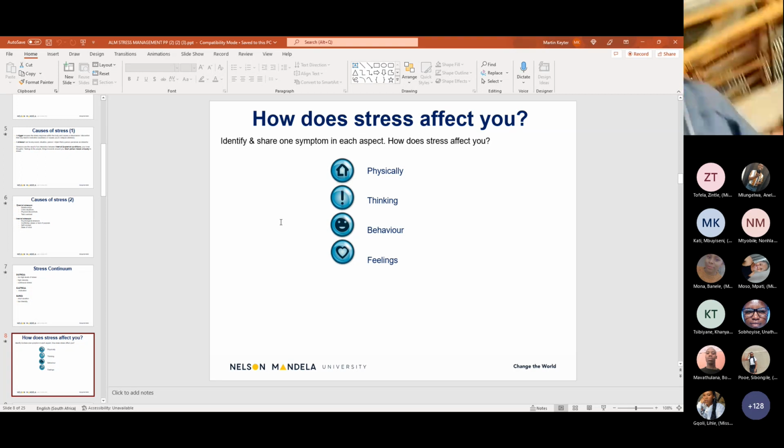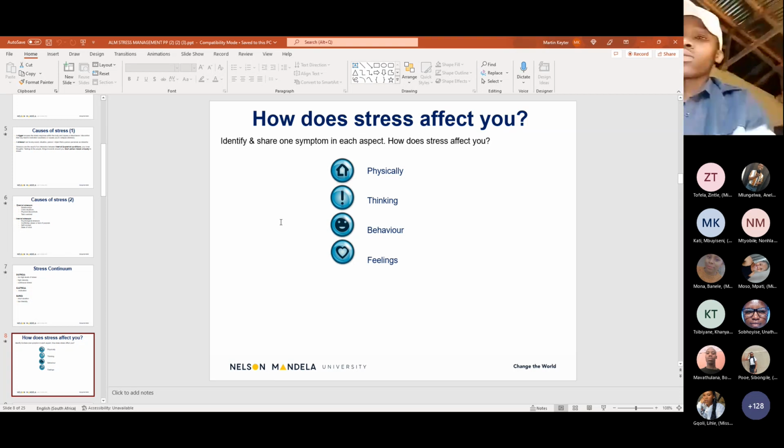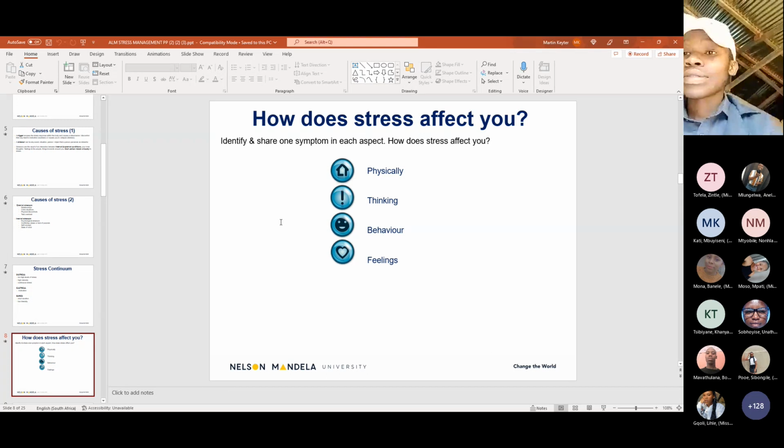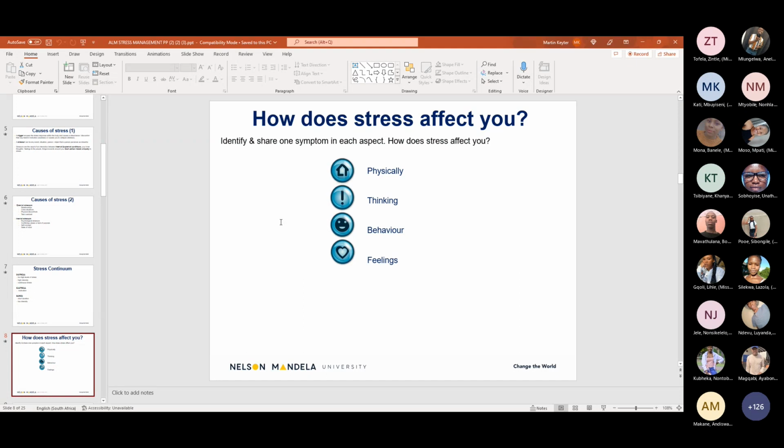What is your behavior when you're under stress? Feelings. Do you feel anxious? Are you worried? Are you feeling depressed? Are you somber in your mood? What feelings do you experience? When you reflect on stress, each person has a unique combination of those four components. So what is important is to do a reflection.